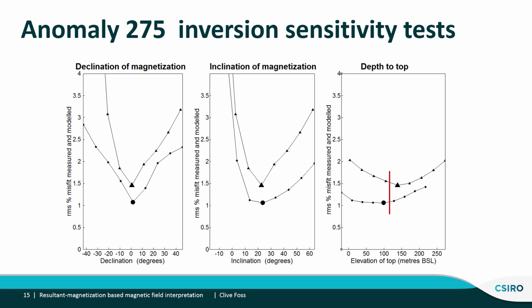So if we're happy getting depth out of magnetic field data, we should certainly be happy getting magnetization direction for compact sources.